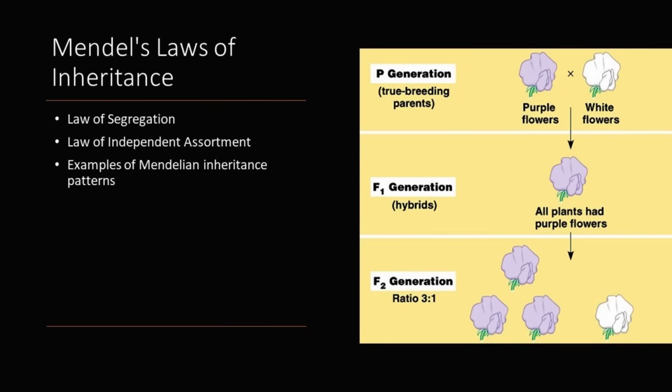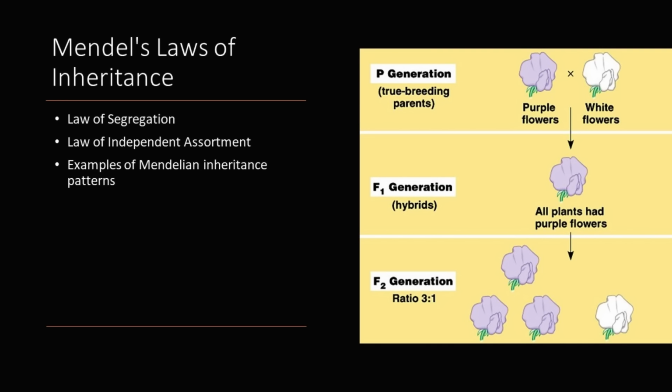Law of Segregation. Mendel's law of segregation states that each individual has two alleles for each gene, one inherited from each parent. During gamete formation, these alleles segregate, meaning that each gamete carries only one allele for each trait. When two gametes fuse during fertilization, the offspring's genotype is determined, influencing their observable traits, or phenotype.